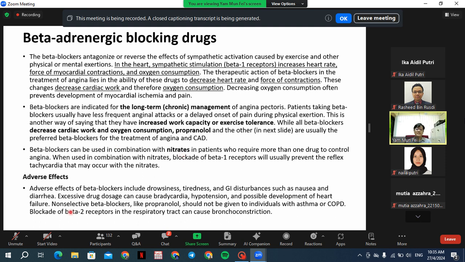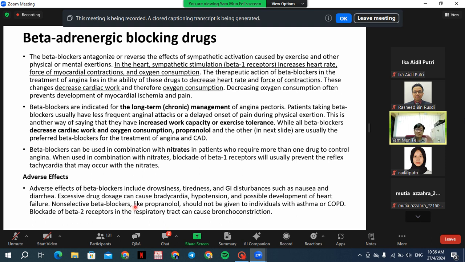You can. The adverse effects of beta blocker: it may cause drowsiness, tiredness, and gastro disturbance, such as nausea and diarrhea. Okay, sometimes if you give them an overdose, you may cause bradycardia, hypotension, and heart failure as well, if you give an extremely high dose to the patient.